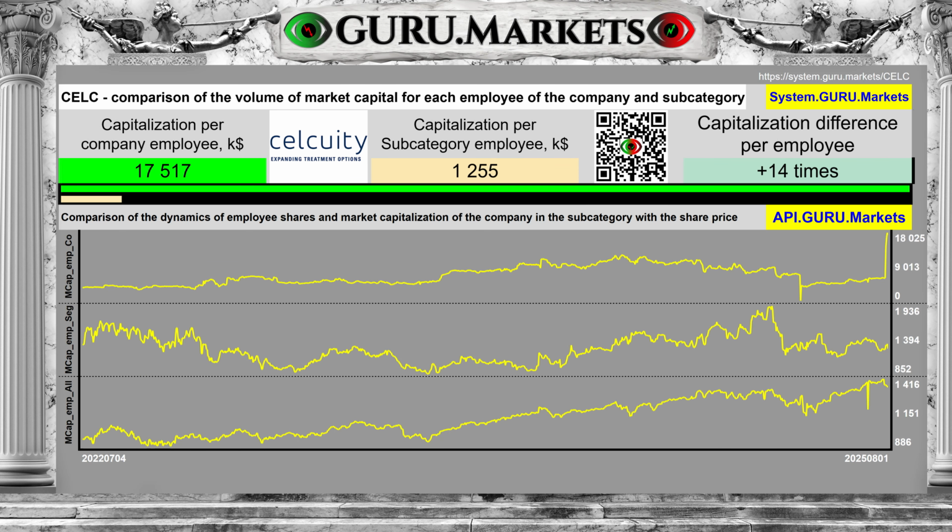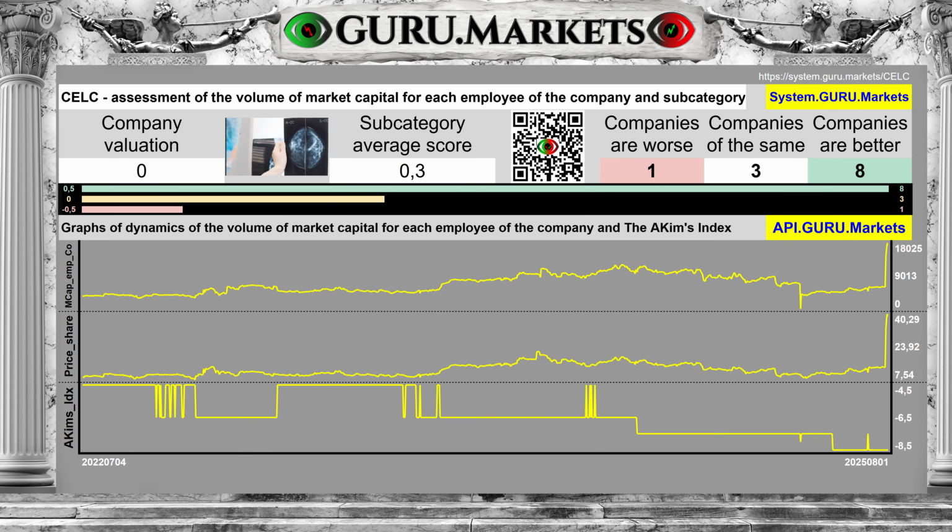The amount of capital per employee of the organization is equal to $17,500 and $17,000, and in the subcategory $1,255,000. Assessment of the amount of market capital per employee compared to the indicators in the subcategory: passable, 0 points.